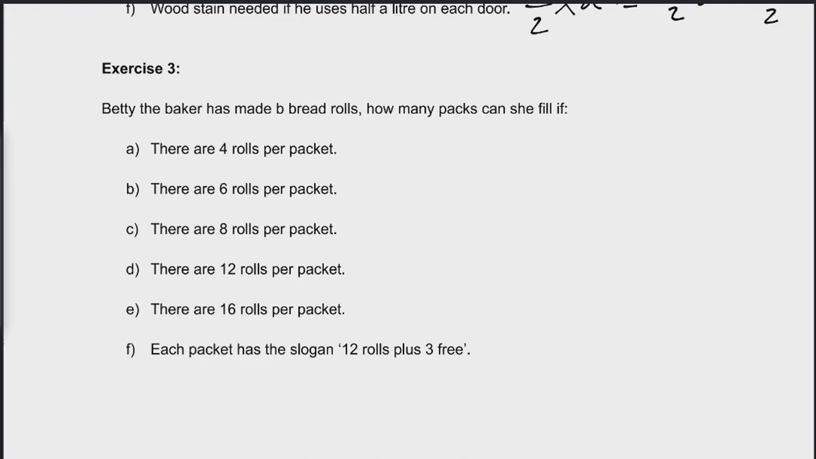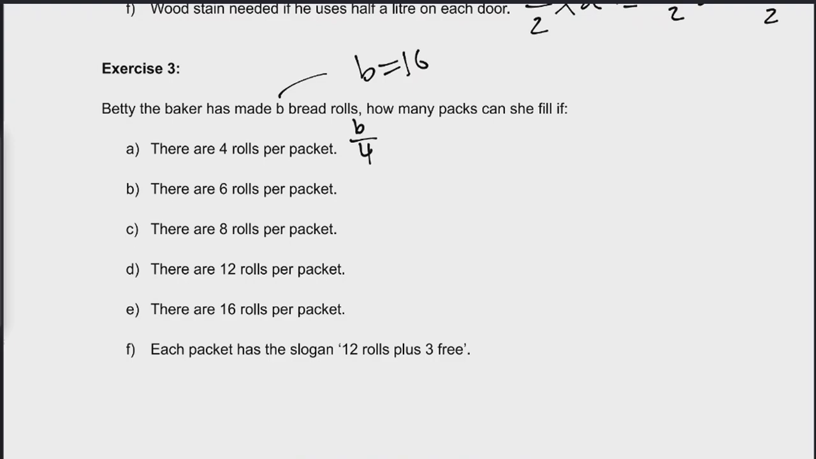Betty the baker has made B bread rolls. How many packs can she fill if there are 4 rolls per packet? So she's made B bread rolls. If there are 4 bread rolls per packet, then it's going to be B over 4. Let's just say for the sake of it, B is equal to 16. If you've got 16 bread rolls and you're putting 4 in each packet, then B over 4, 16 over 4, you're going to have 4 packets.